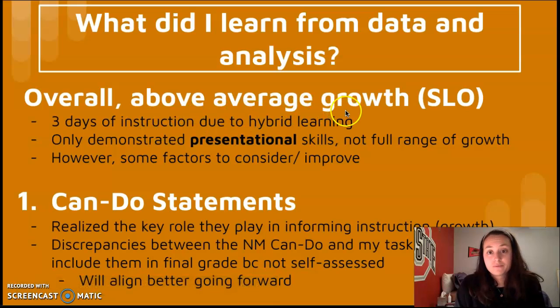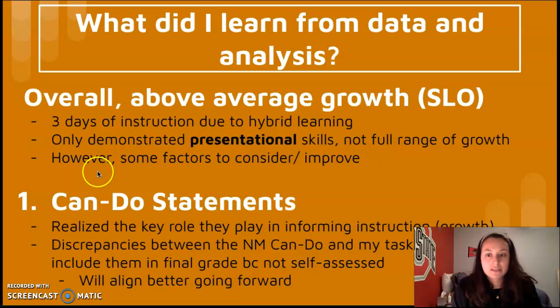Overall, I'm really happy with the above average growth displayed through my SLO, especially just with 3 days of instruction. It should be noted that this was only for presentational skills, thus it's not the full range of their growth, but I did observe a lot of success in the other modes of communication in our in-class instruction. However, there are some final factors I would like to consider and improve for next time.